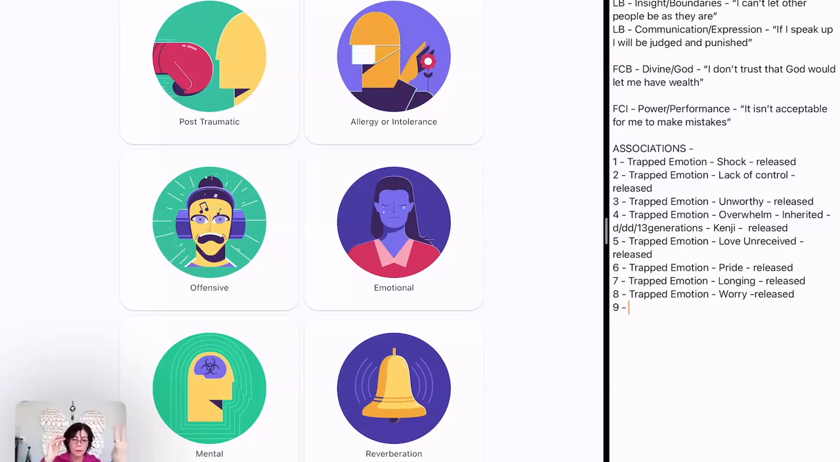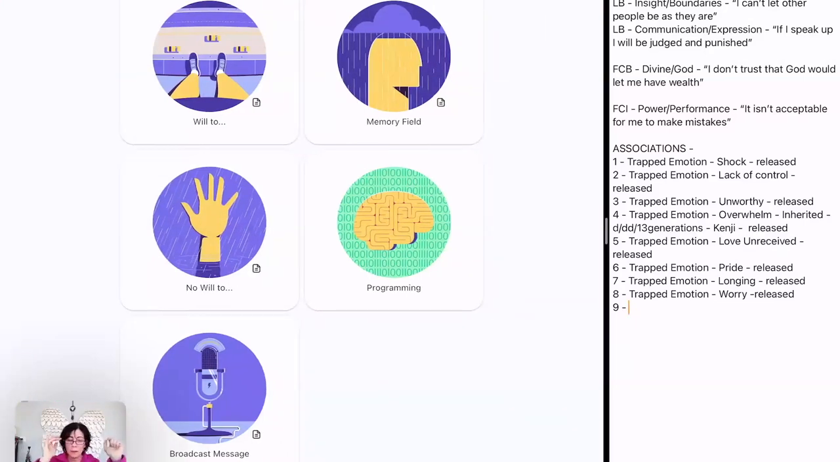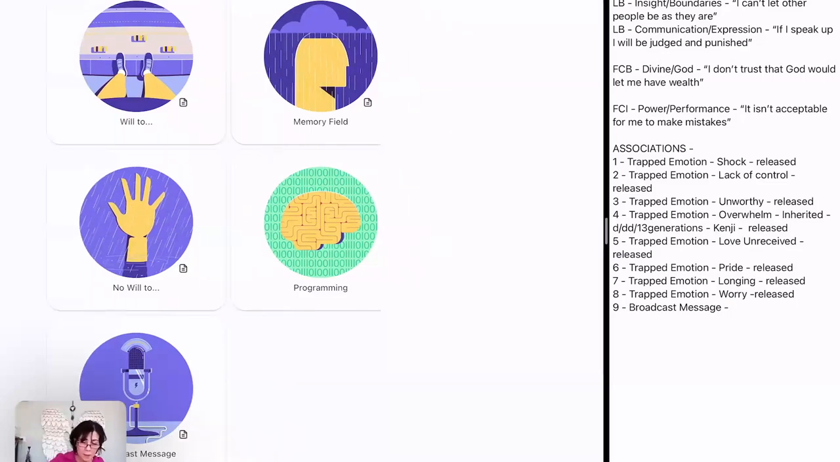So is it something here to the right? No, to the left. Post-traumatic, offensive, not in the mental area. Right side, no. Left side, a will to, no. So we have a broadcast message. These are always interesting too. A broadcast message is an energy, a message you're just sending out there. Anyone who knows about energy and law of attraction knows that what you send out, you get back. The beliefs we believe, our life is going to reflect. So this is a broadcast message of some sort.